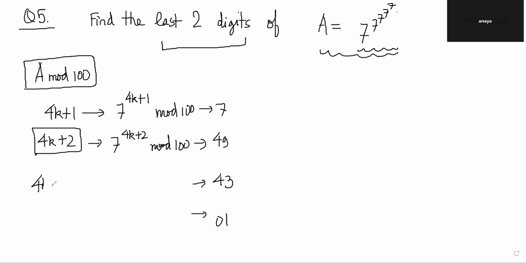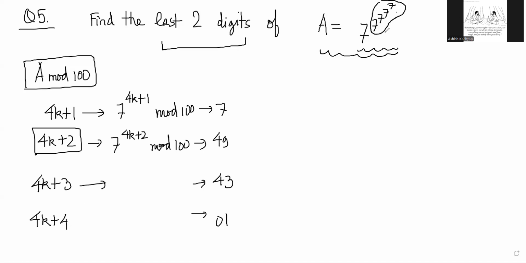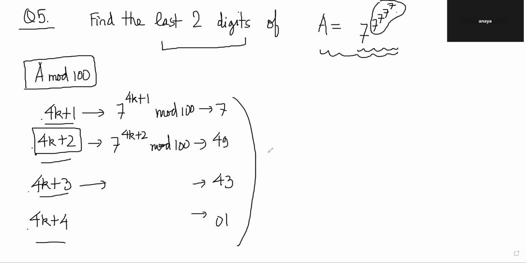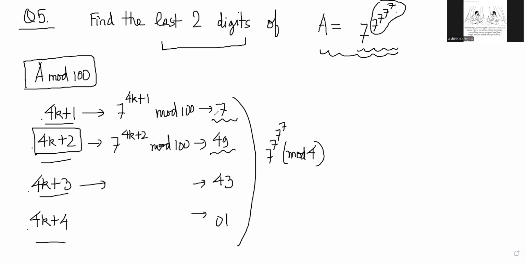Yeah. That's the pattern. So all we have to do is think of the power here, right? And figure out which type of number it is, whether it is 4k plus 1, 4k plus 2, 4k plus 3, or 4k plus 4, right? So basically we have to find the power mod 4. If we know that, then we'll immediately be able to say what is going to be the remainder. Here we should write it as 07 actually, because the remainder when you divide by 100, right?